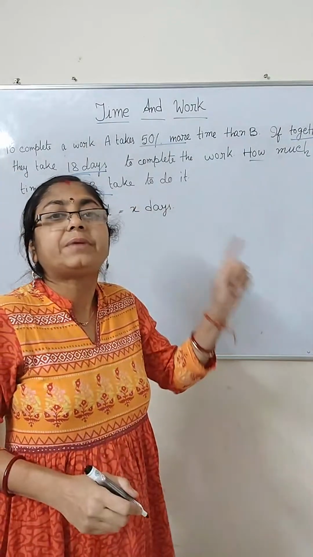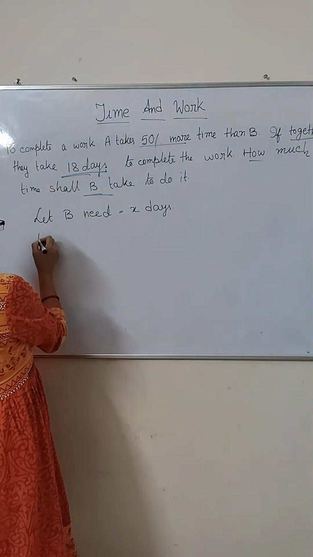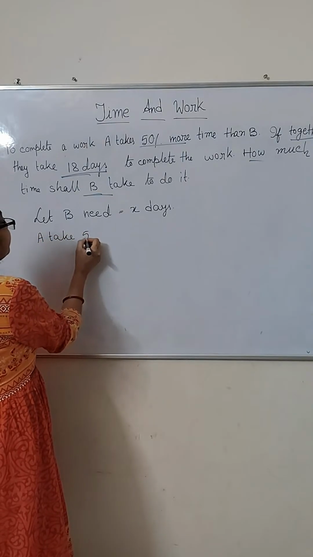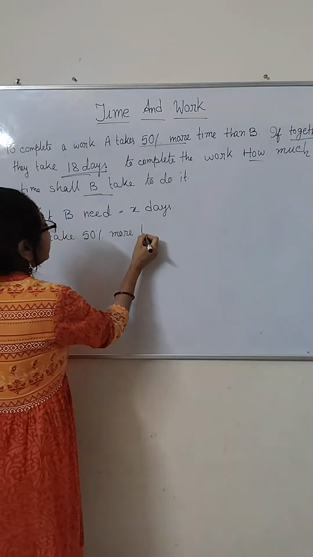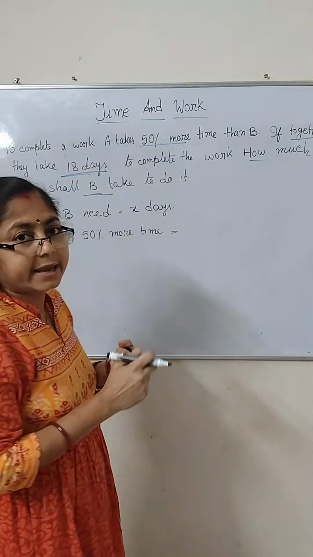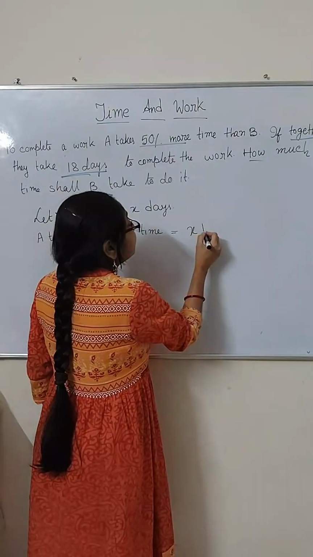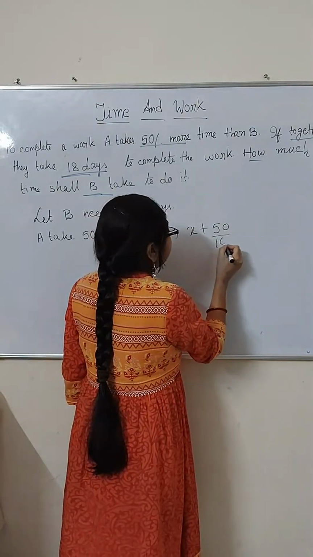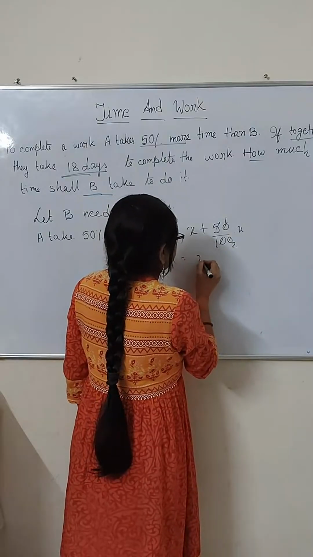A takes 50% more time. तो क्या होगा? पहले क्या है? What is the B time? First you write this is X days and 50% is more. So you can write 50 by 100 X, 1 by 2 X, plus.